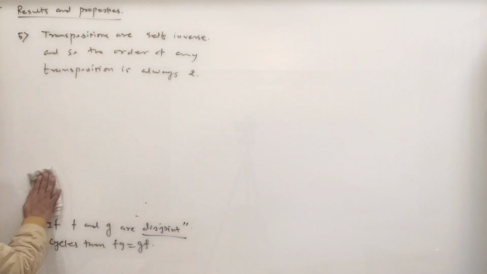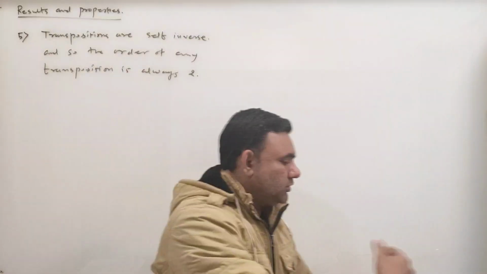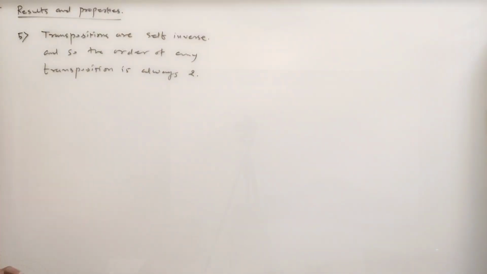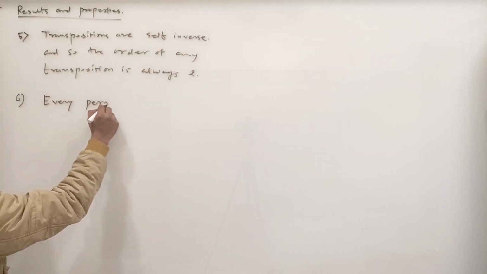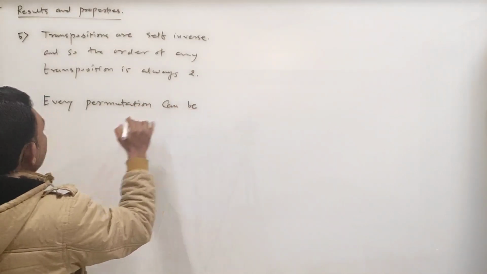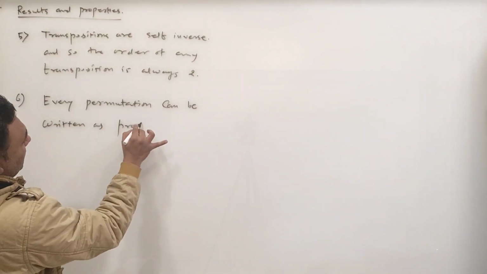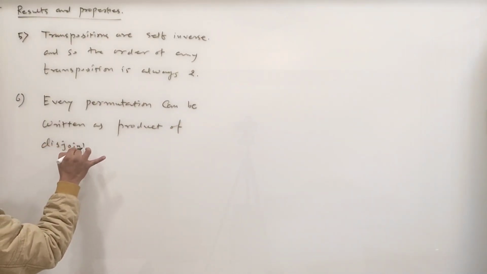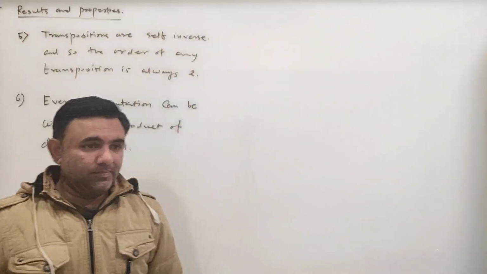विल नॉट प्रूव इट. प्रूफ आपको किसी भी टेक्स्ट में मिल जाएगी, एंड इट रिक्वायर्स सम नोटेशंस एंड इट्स टाइम कंज्यूमिंग. प्रूफ इज वेरी इजी. Every permutation can be written as a product of disjoint cycles, and this is very important phenomena in Sn.